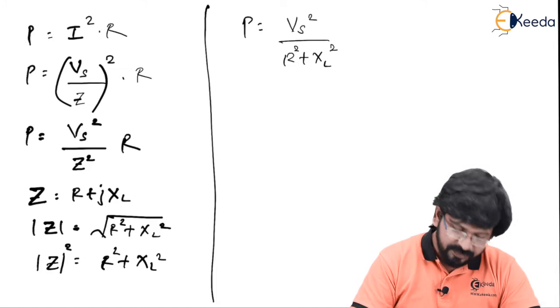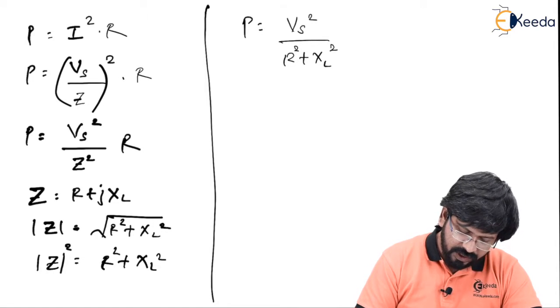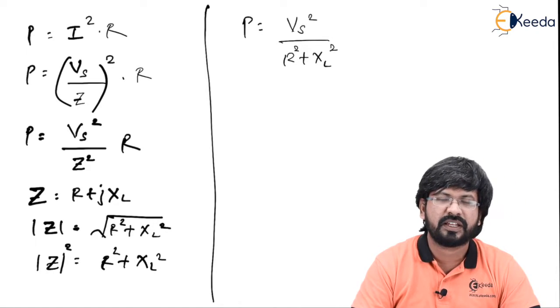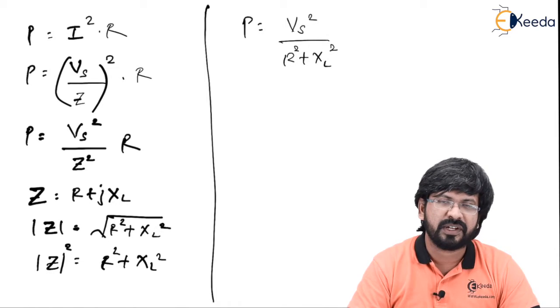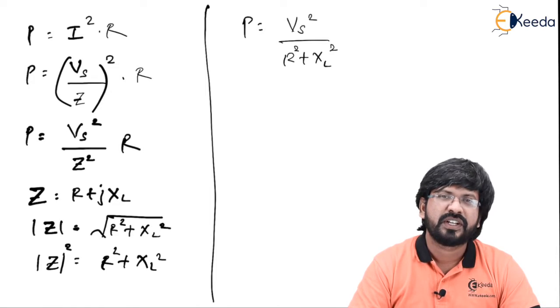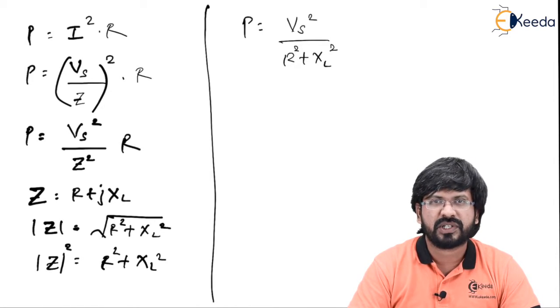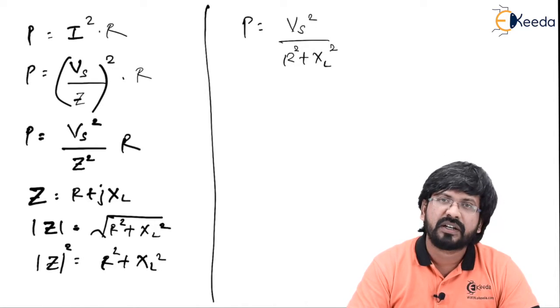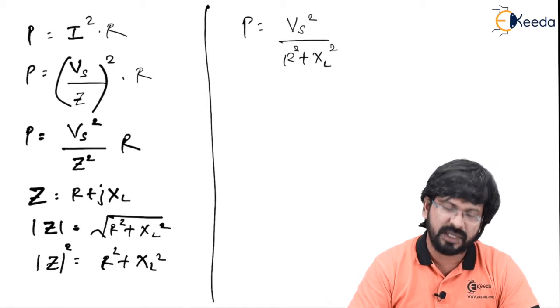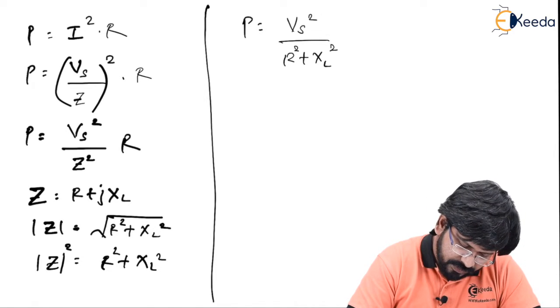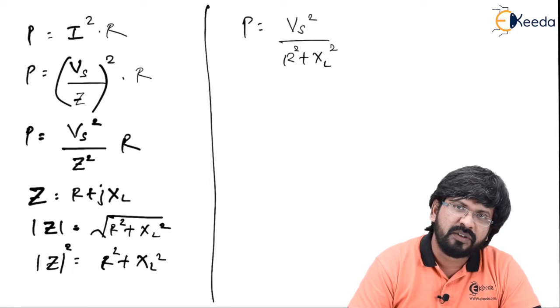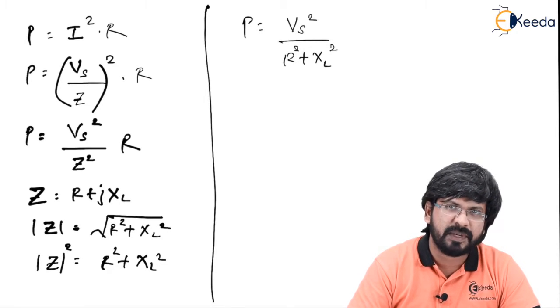Student might get wondered, why not I have substituted the value of Z as R plus JXL and why the magnitude of Z? It is very simple. When you do power calculation, you always want a real value, right? It means you don't need a phasor information to calculate power. So you always take magnitude values while calculating power P. And not only for P, but even for Q and S, this statement is applicable.